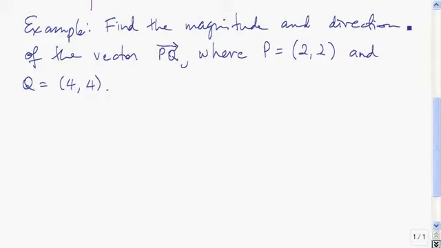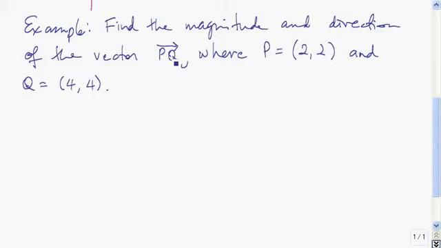Okay, let's find the magnitude and direction of the vector PQ. So the tail is the point (2, 2), and the head is the point (4, 4). So that's how you read this notation. Vectors are often denoted in books, actually sometimes in books it has a boldface, or it has a little arrow above it. The first letter denotes the tail of the vector. The second letter denotes the point who is the head of the vector.